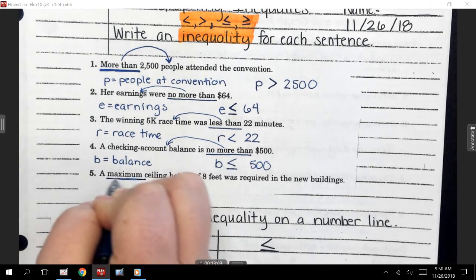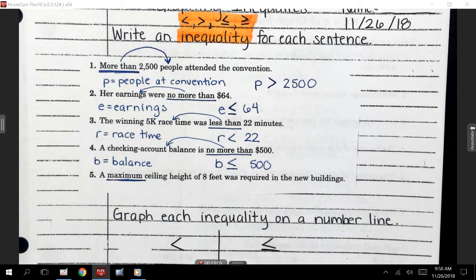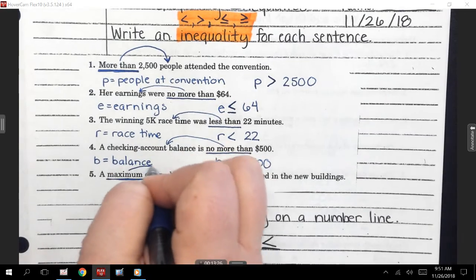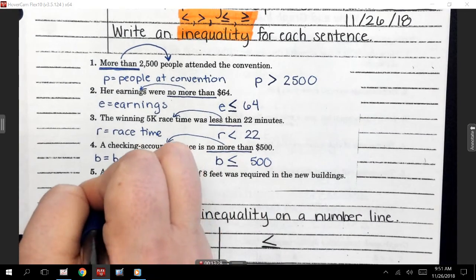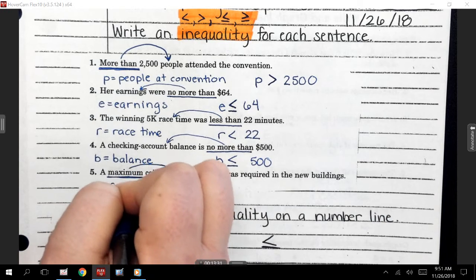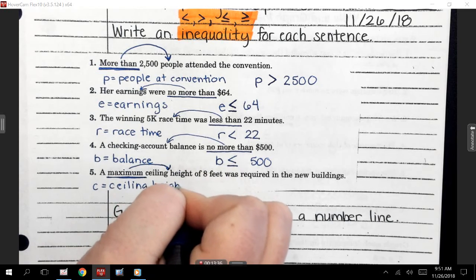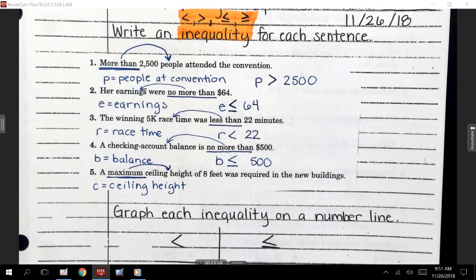Maximum. And I really like to underline these early. A lot of people, when I ask them what we're talking about, say maximum ceiling height, which is true, but maximum is telling me if it's bigger or smaller. And what is maximum describing? The ceiling height. So do I want maximum in my variable? No, that's telling me if it's greater than, less than, greater than or equal to, less than or equal to. But it is describing the ceiling height. So I'm going to put C for ceiling height. If you'll underline your descriptive word, it'll make the rest of this a lot easier, I promise.